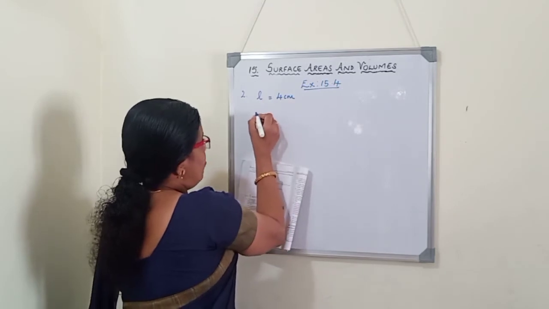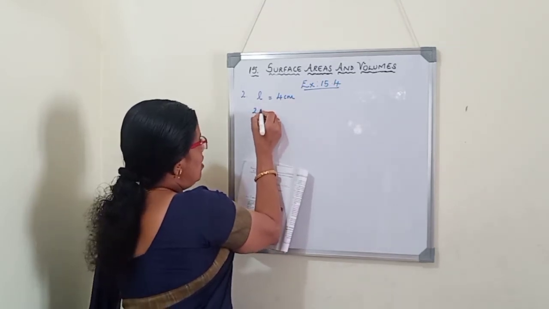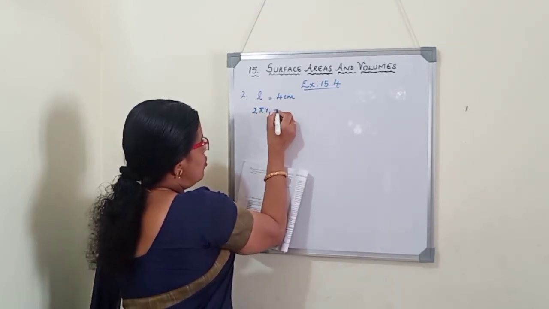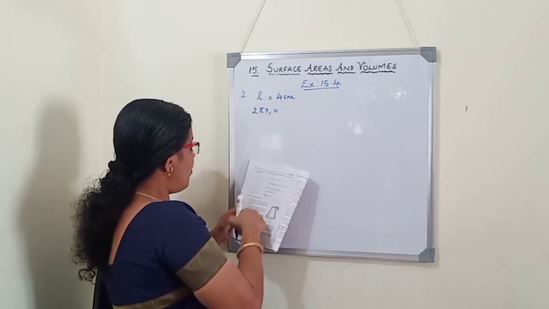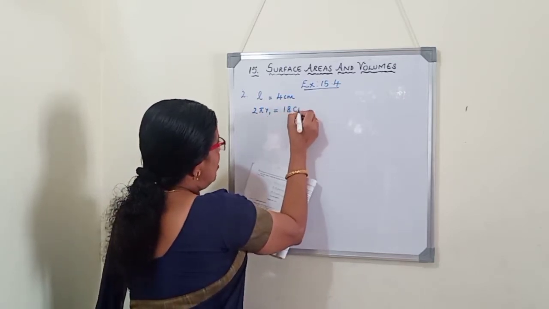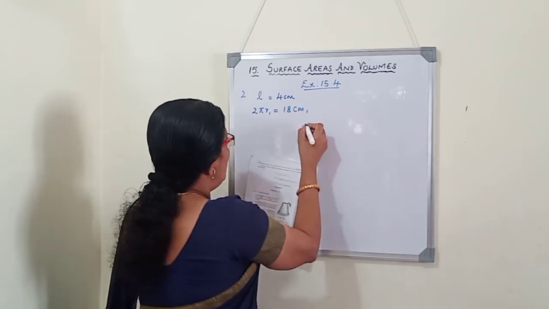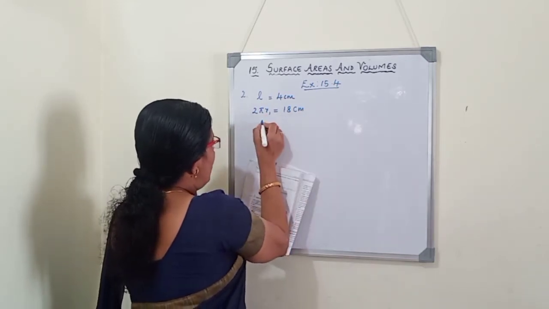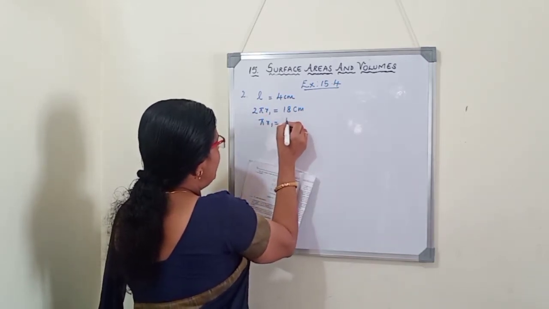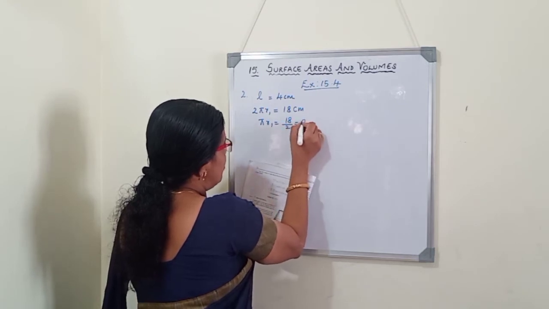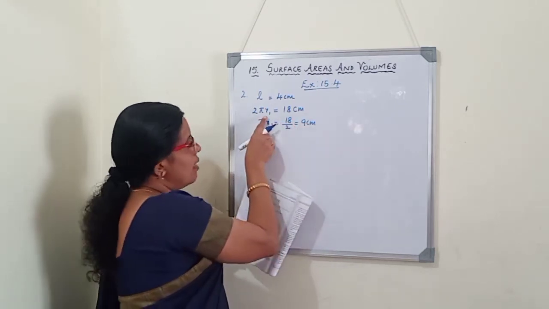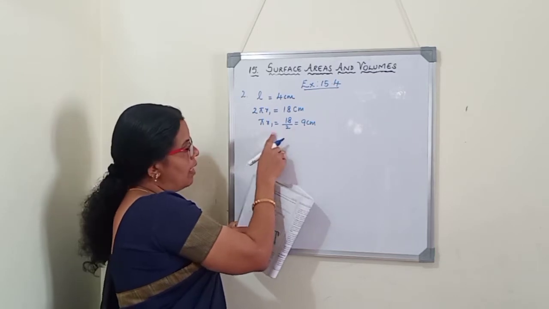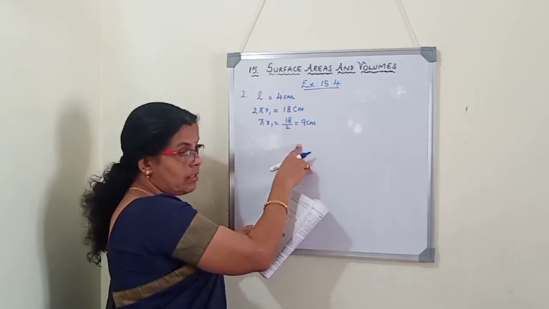So first one we will write perimeter of a circle is 2 pi r. So bigger circumference we will write it as 2 pi r1. 2 pi r1 is 18 centimeter. From this we will write pi r1 is equal to 18 by 2, 9 centimeter. Can directly find r1, but if you write pi r1, it is easy to find the CSA.